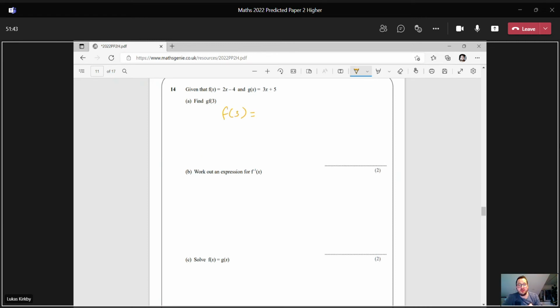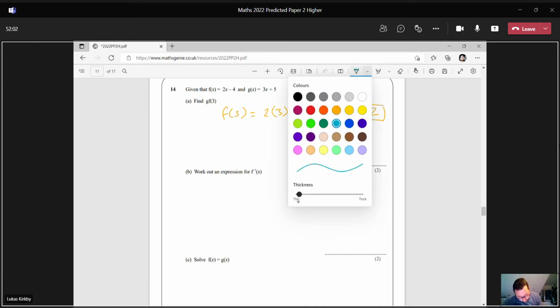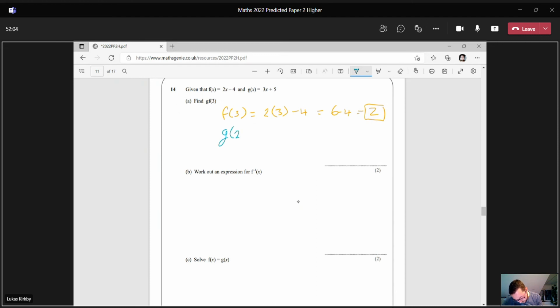So let's start off with f(3). That means just shoving 3 into f. f was 2x minus 4, so this is going to be 2 lots of 3 minus 4. 2 times 3 is 6, and 6 minus 4 is 2. So f(3) is 2. And now we want g(f(3)), so that is going to be g(2). So now we shove 2 into g, so that's going to be 3 times 2 plus 5. 3 times 2 is 6, plus 5 is 11. So g(f(3)) is 11.